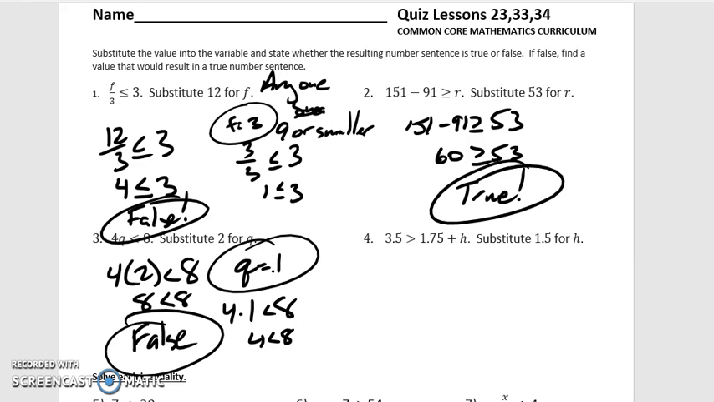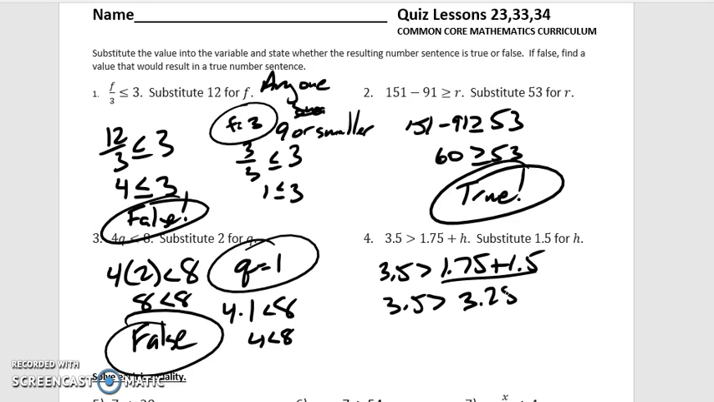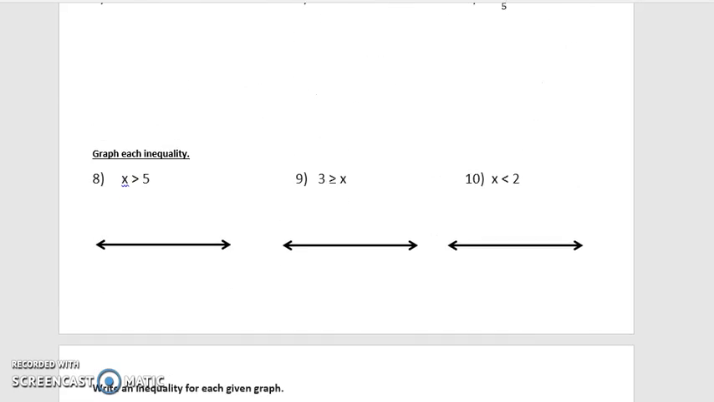All right, and then for number 4 here, substitute 1 and 5/10 for your h. So 3 and 5/10 greater than 1 and 75 hundredths plus 1 and 5/10. I'll do my addition here, and I want to see if 3 and 5/10 is greater than this amount. When I add them up, I get 3 and 25 hundredths. So is 3 and 5/10 greater than 3 and 25 hundredths? Yes. So that's why we put true there, and we're done with it. Not bad. Like I said, plug it in, see what you get.